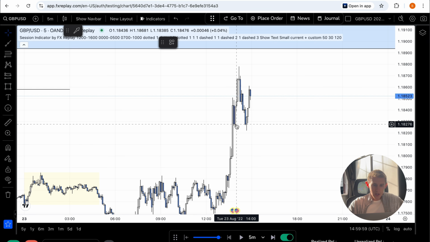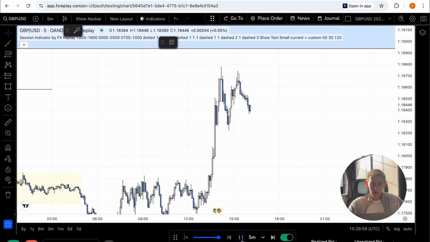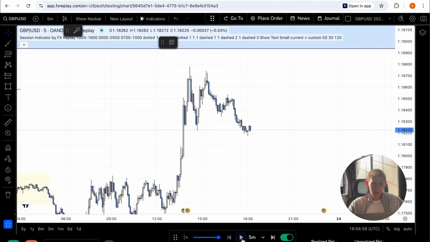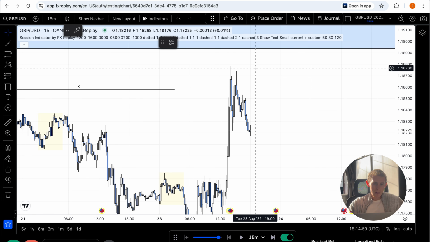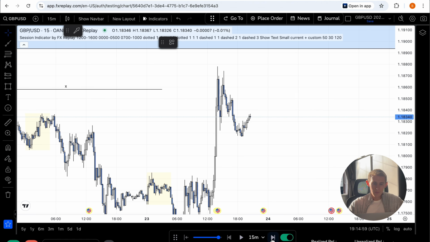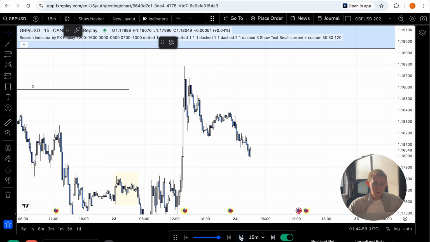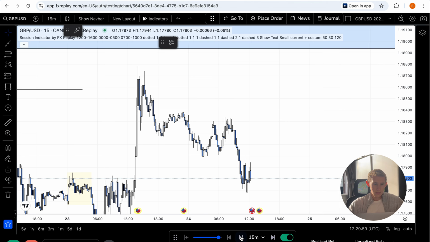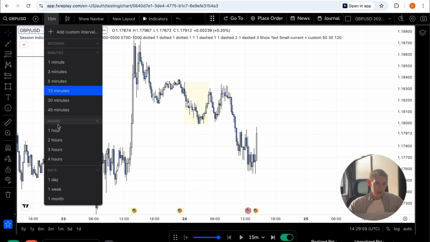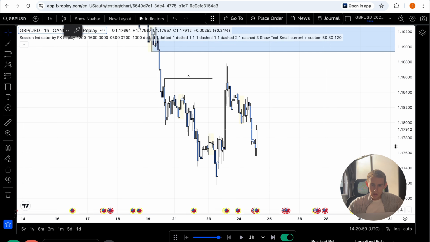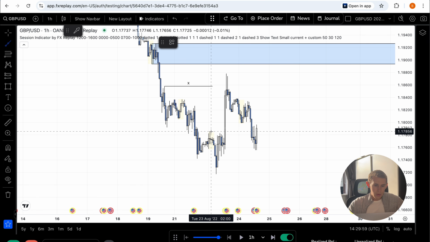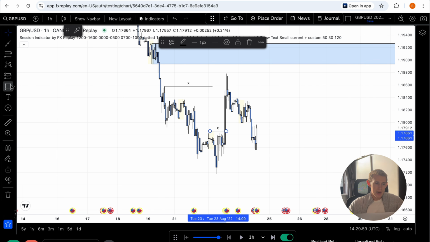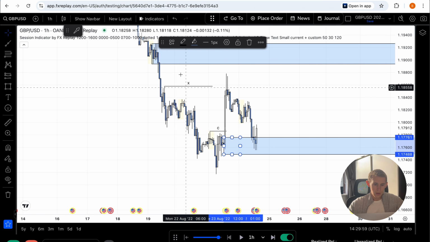So for this to be a valid change of character, I want to see a closure below, not just a wick below. I'm going to skip this one. I'm not a fan of how it's kind of just moving back very slowly and correctively. No, so looks like I was right. Price continued down. The thing with this is that you could also read this as an hourly change of character after that daily liquidity was swept into the demand.